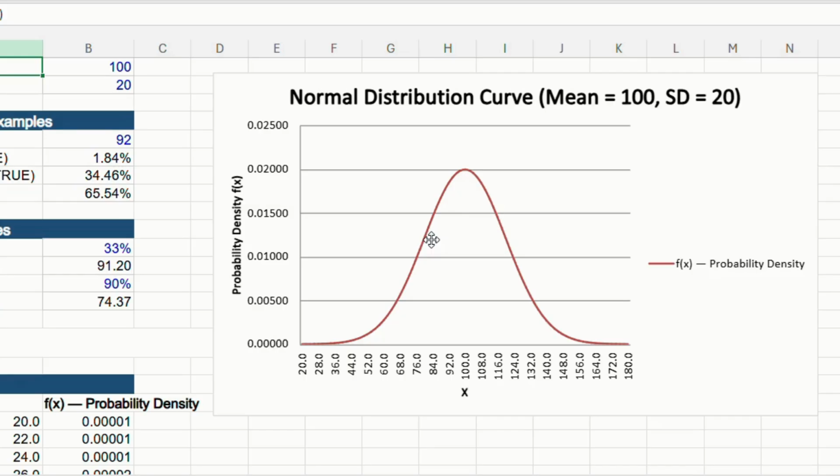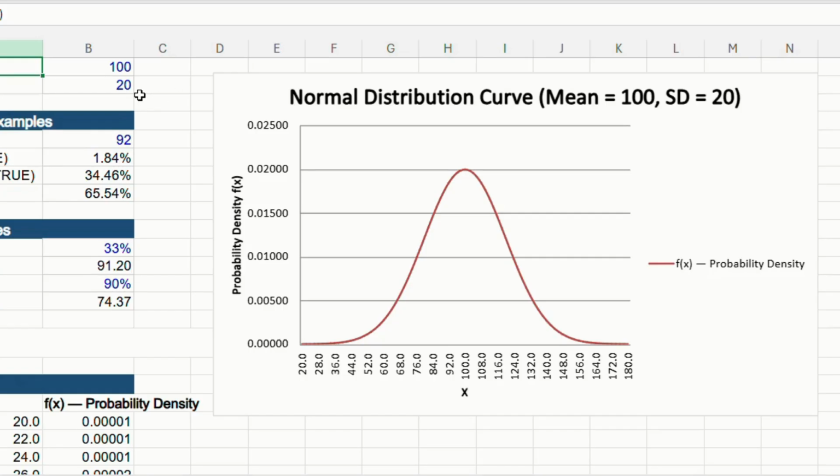So there are two numbers that describe this curve: the mean and the standard deviation. The standard deviation is how spread out the values are. For example, let's say our class has an average exam score, which is the mean, of 100 and the standard deviation is 20.